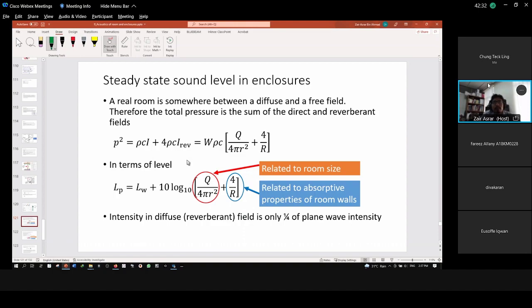Using the same reference pressure, we have LW, which is the sound power level, plus 10 log10 of Q over 4 pi r squared plus 4 over R. In this case, we can relate sound pressure level with Q as well as the absorption properties in the room. So what is R? R is our room constant. We also know that intensity in the reverberant field is 1/4 of the plane wave intensity.